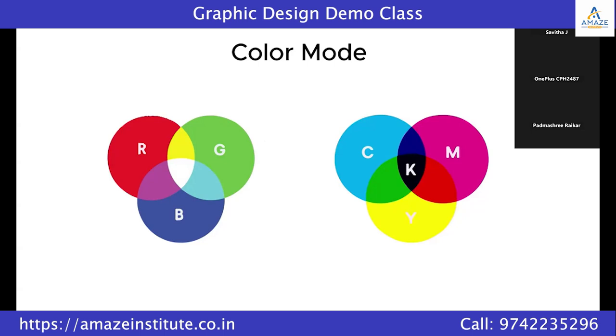Actually, in graphic design we mainly use three software: Illustrator, Photoshop and InDesign. In Illustrator or Photoshop we design posters and all. While designing for digital purposes we have to use RGB colors. RGB colors for digital design.